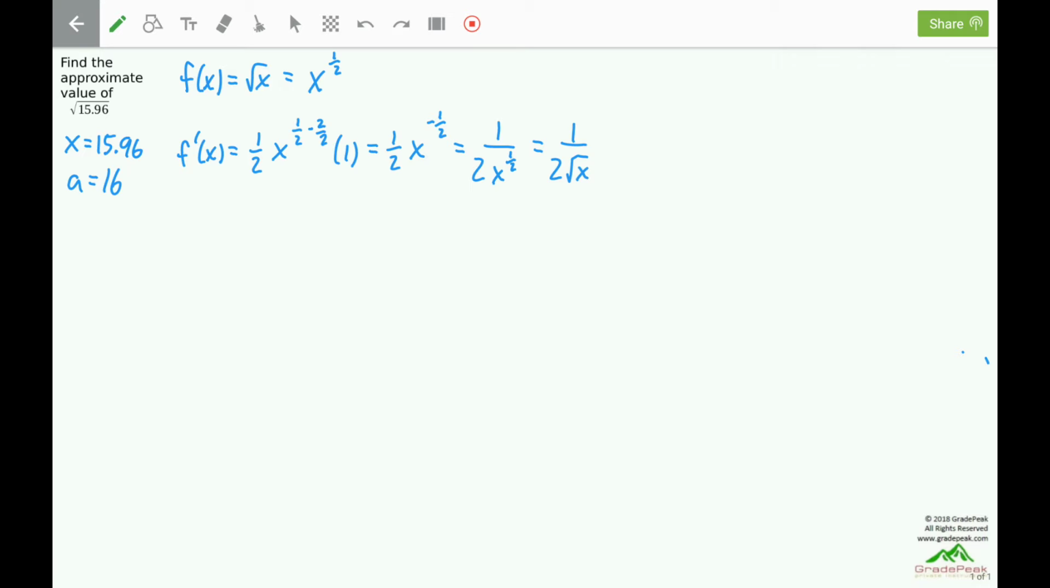f of x and its derivative f prime of x can now be evaluated at the a value of 16. f of 16 will be the square root of 16, which is equal to 4. f prime of 16 will be 1 over 2 times the square root of 16, which will be 1 over 2 times 4, and 2 times 4 is 8, giving us 1 over 8.